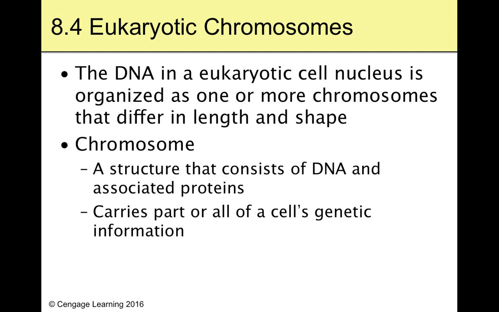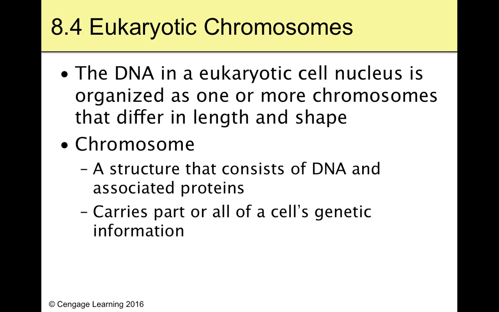Eukaryotic chromosomes. So eukaryotes, we're talking things with membrane-bound organelles, nuclei: you, me, plants, dogs, cows, fungus. You get the idea. So DNA in eukaryotes is in the nucleus, most of it. It's organized as one or more chromosomes that differ in length and shape. You've probably heard that humans have 23 pairs of chromosomes or 46 chromosomes, something like that. A chromosome is a structure that consists of DNA and associated proteins.